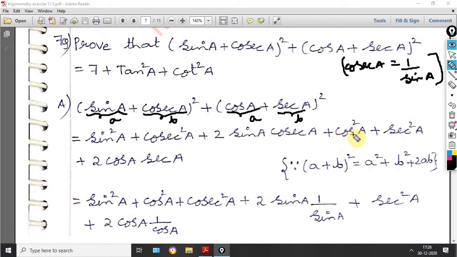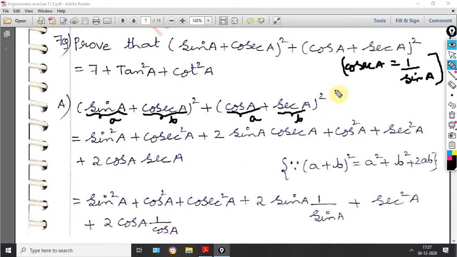Next plus is this cos² A we wrote here. Before only we wrote, so we are not writing once again. Next plus sec² A is there, we are writing sec² A. Next plus is there, we are writing plus 2 cos A as it is. Sec A is there. So we know that sec A is also the reciprocal of cos A.